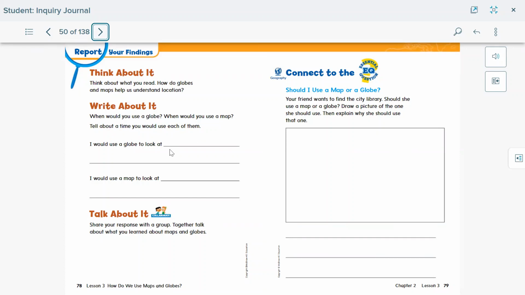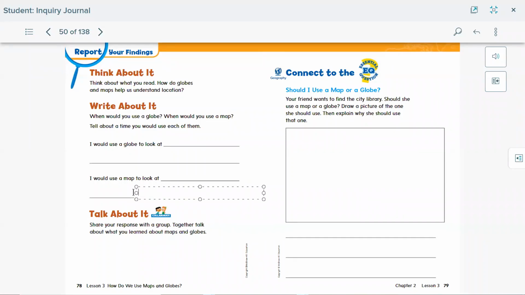So let's say I'm looking for a city or a neighborhood or a specific place in a city, like a play area or a park. Do you think I will use a map or I will use a globe? Very good. If I want to see my city, my town, my playground, a mall to visit, I will use the map.